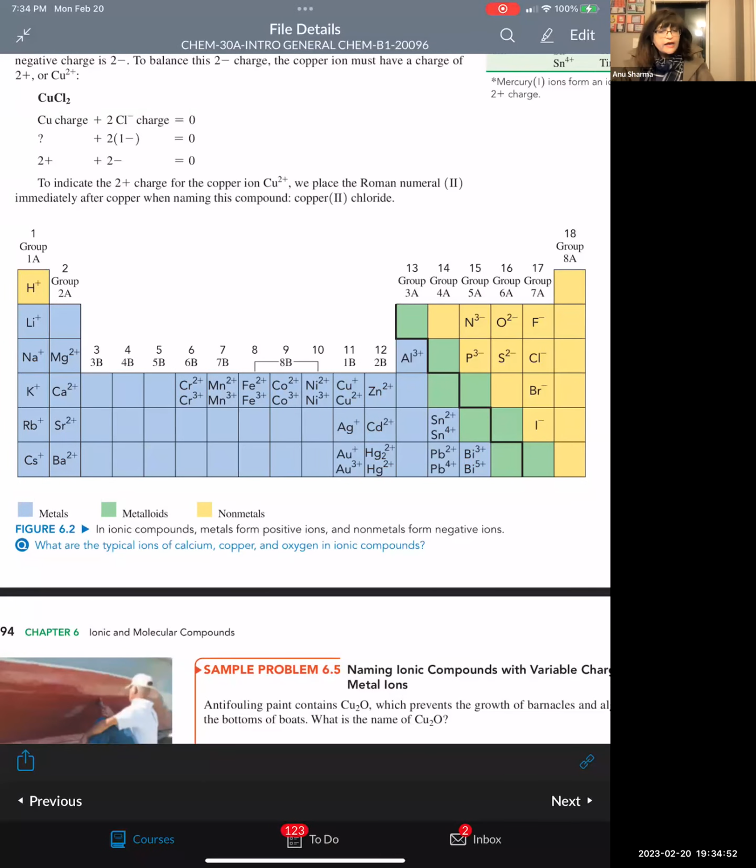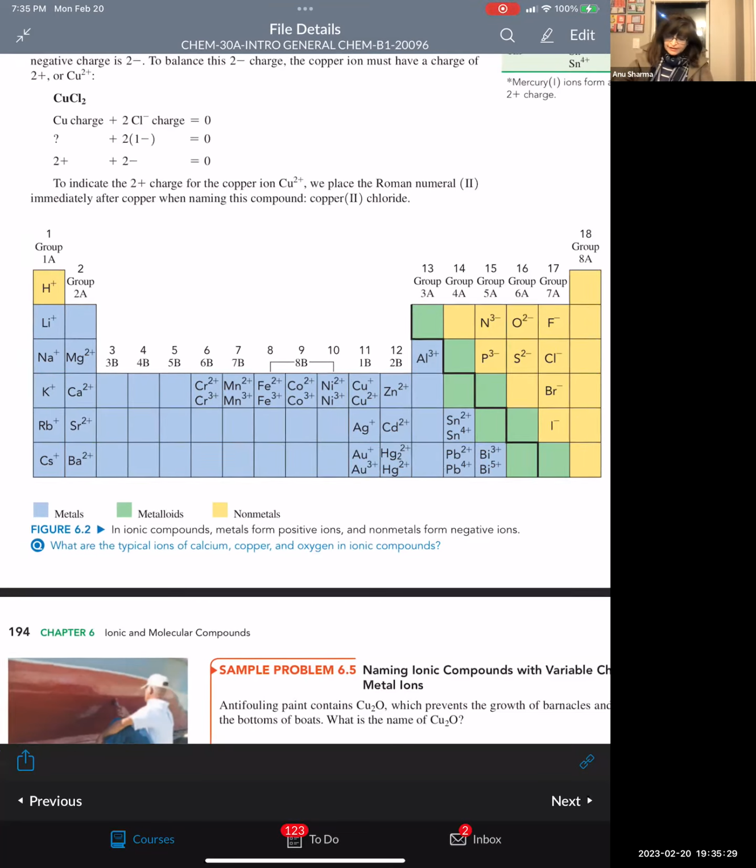Okay, so now we are looking at the homework questions that relate to naming and writing the formulas. So there are certain rules. First of all, if you look at the periodic table, as we discussed in the previous videos and in the lecture videos, the group numbers are associated with the valence electrons, and depending upon the valence electrons, the electrons can be lost or gained. As a result, we will have charges on these atoms.